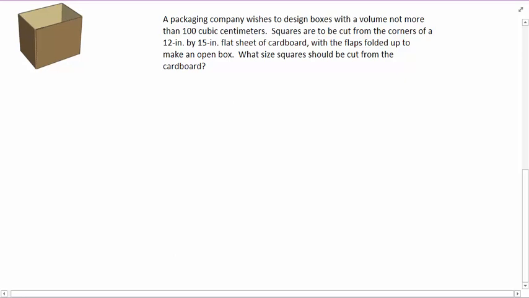Squares are to be cut from the corners of a 12 by 15 inch flat sheet of cardboard, with the flaps folded up to make an open box. What size squares should be cut from the cardboard?